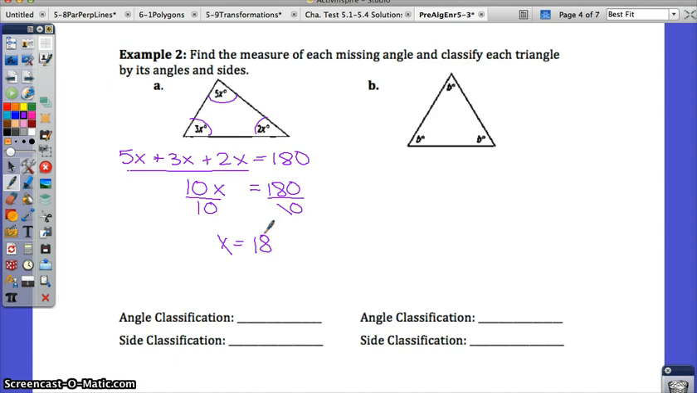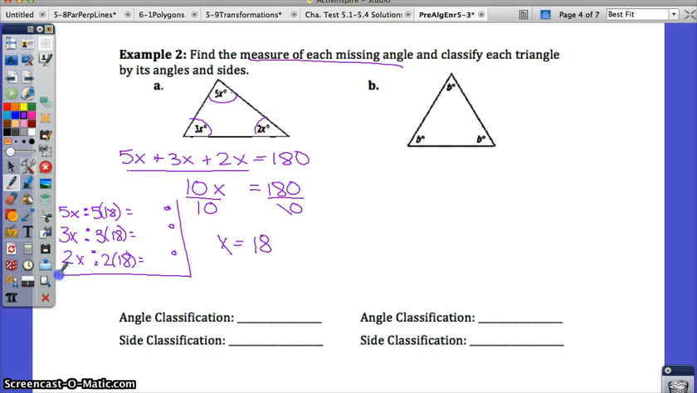Now we're not done. Make sure you read the directions. It says find the measure of each missing angle. So I found x. I still need to find the measure. So 5x, 3x, and 2x, I need to find those measures. 5x is going to be 5 times 18. 3x, 3 times 18. And 2x is 2 times 18. So do that math. Find the actual angle measures. You're going to end up with 3 answers here. These are your solutions to this.